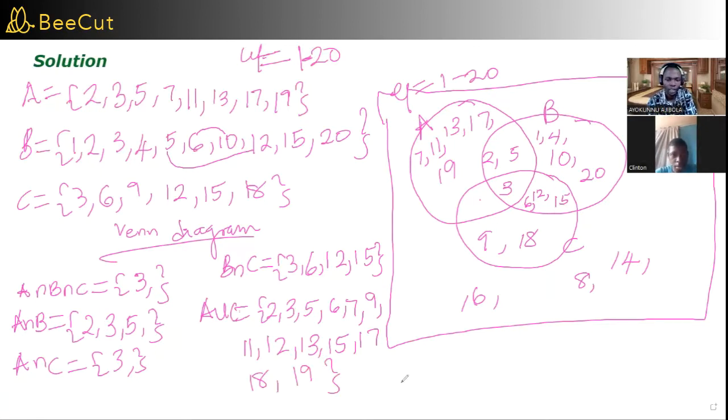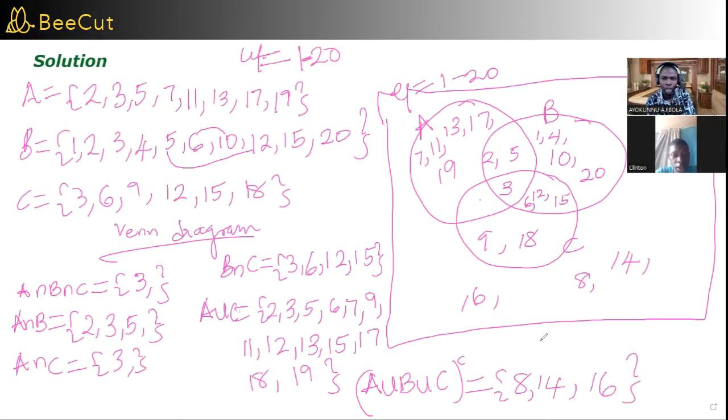And the last question says A union B union C complement. This simply means what is in the universal and is not in A, B, and C. What are those things? That is in 1 to 20, but it's not in A, not in B, not in C. We have 8, we have 14, and what? 16. Yes or no? Yes, sir.